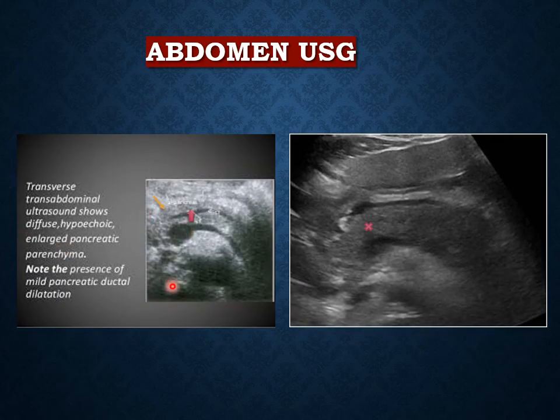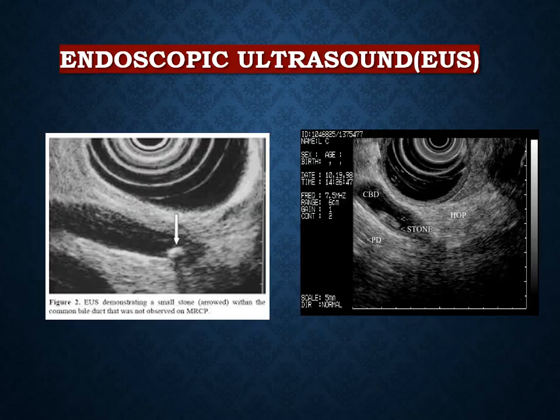This is an abdominal ultrasound, and this shows you the enlarged pancreas. In the middle runs the pancreatic duct, which is also dilated. The red arrow shows it here. Here again, a huge pancreas, dilated, and there is some fluid there. This is an EUS, endoscopic ultrasound, which clearly shows a stone in the lower end of the CBD or ampulla of Vater, which is clearly causing obstruction of the pancreatic duct. Another one, a stone in the CBD.